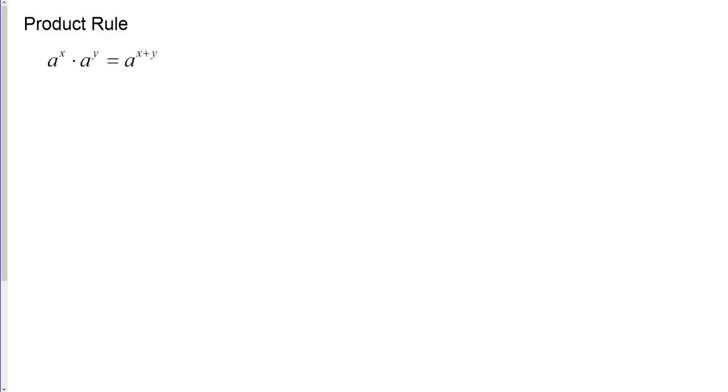The product rule. All right, so the product rule is stating that, for example, if I have 3 to the 4th power times 3 to the 5th power, it's telling me that that should be 3 to the 9th power. But let's find out why. So it's pretty straightforward to see.